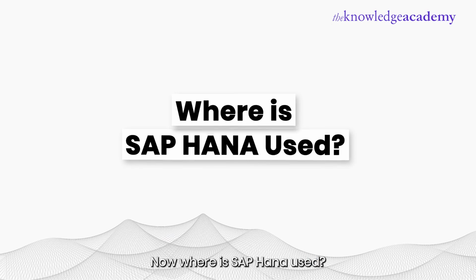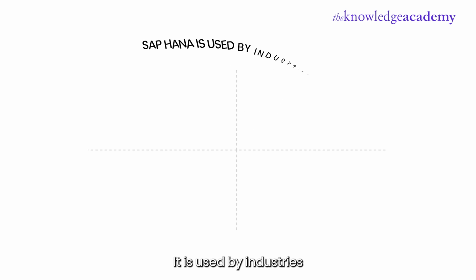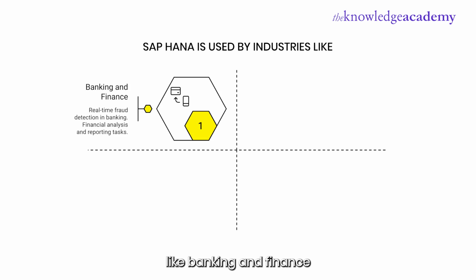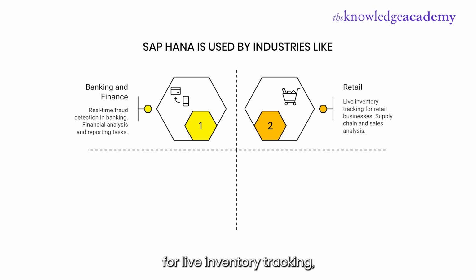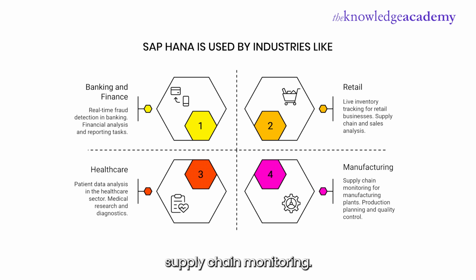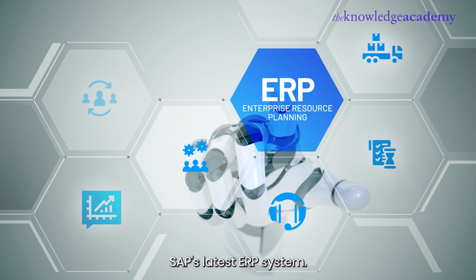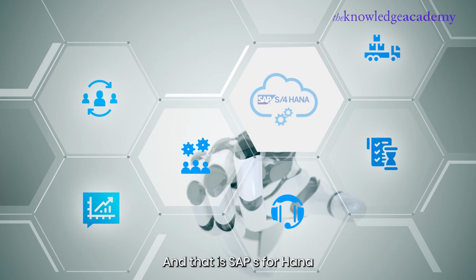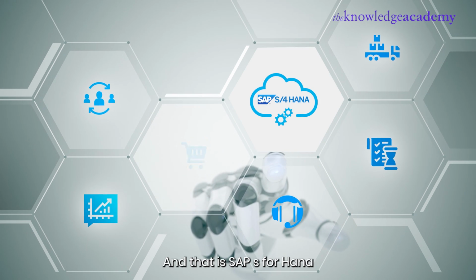Now, where is SAP HANA used? It is used by industries like banking and finance for real-time fraud detection, retail for live inventory tracking, healthcare for patient data analysis, and manufacturing for supply chain monitoring. And it's the foundation for SAP's latest ERP system, and that is SAP S/4HANA.